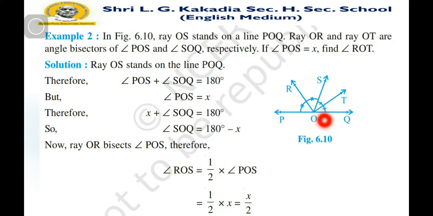Now we want to find the value of ROT, meaning this angle ROT. So first we have to find ROS, then SOT, because ROS and SOT are adjacent angles. By the sum of adjacent angles we find ROT. Ray OR bisects angle POS. Therefore, what will be ROS? Half of POS. So it will be X by 2.